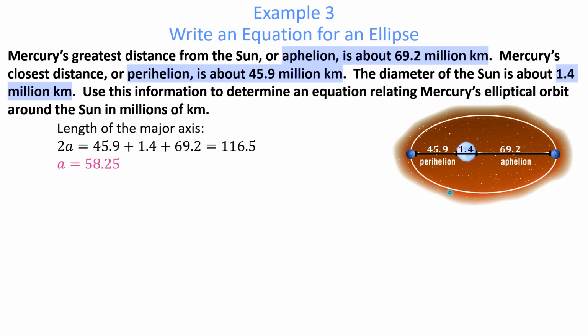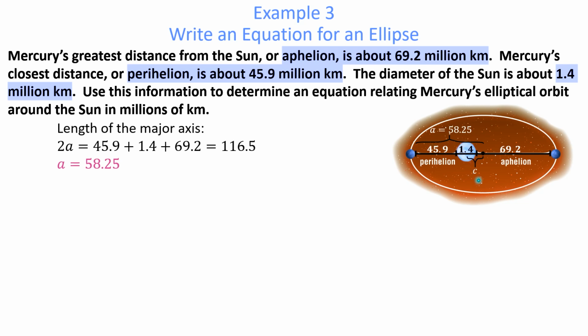Now, looking at the diagram, we can see that the Sun is not the center of the ellipse. The center of the ellipse is located here somewhere. In fact, we know the distance between this vertex and the center to be 58.25. We've just calculated this. Now, the Sun is in fact a focus point of this ellipse. So we want to work out the distance between this focus point and the center. So we call this the value c. Now, to work out what c is, we know this entire distance from the center will be 58.25. So we know a is equal to 58.25.